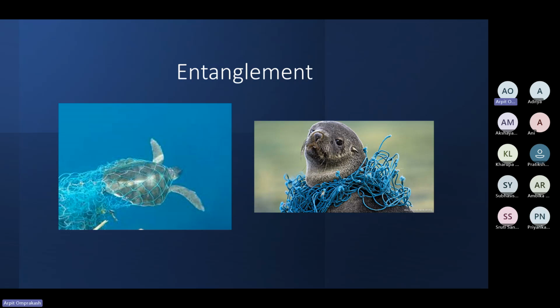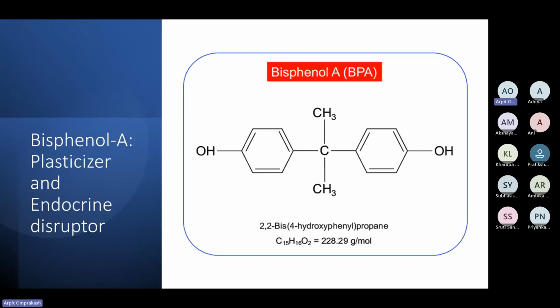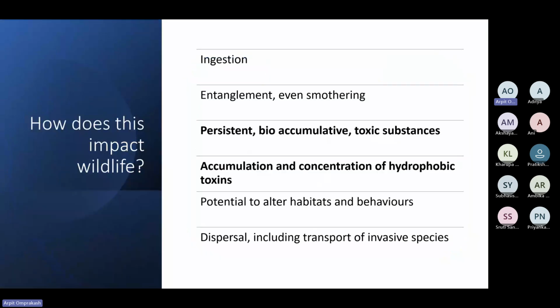Then persistent bioaccumulative toxic substances, and accumulation and concentration of hydrophobic toxins. So we'll discuss these two things. The first thing is basically that plastics have a lot of toxic substances that are bioaccumulative. So they stay in the body, and this bioaccumulation leads to biomagnification and higher levels of toxins in other organisms, right?